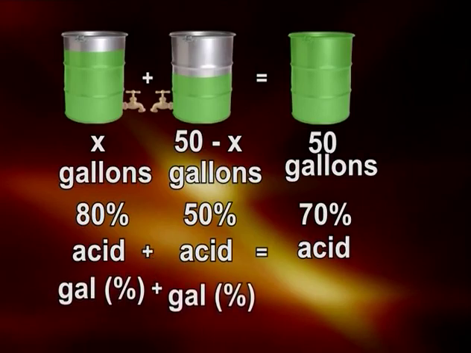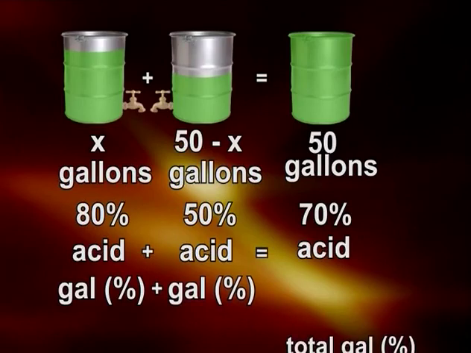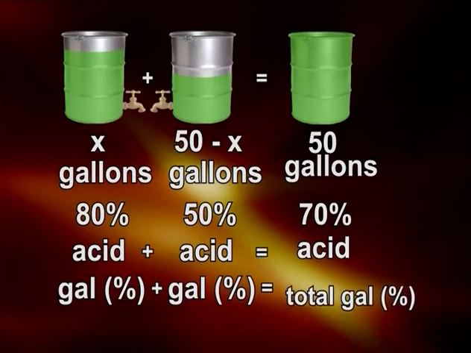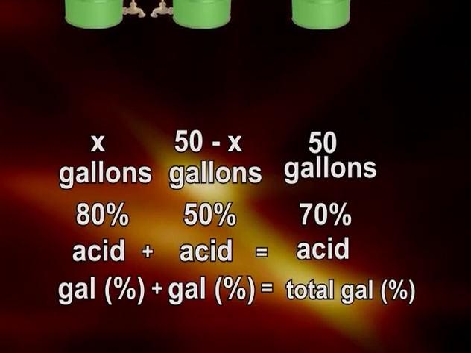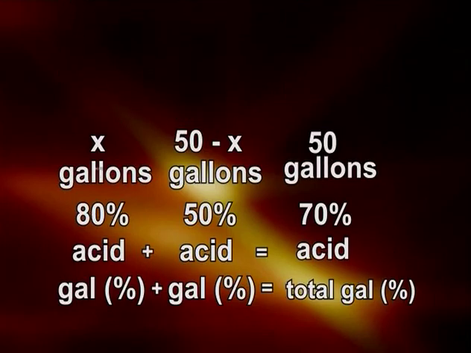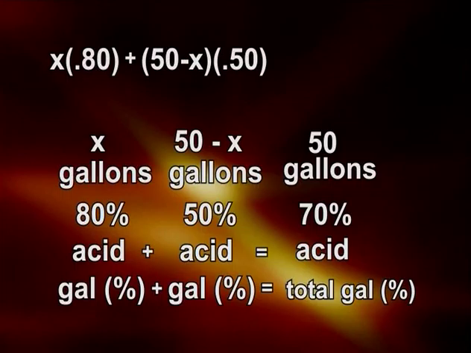Well, in the first container we have X number of gallons. We multiply times 80% or 80 hundredths. In the second container, Y number of gallons is multiplied times 50% or 50 hundredths. And on the right we have 50 gallons and the percent acid is 70, so it's 70 hundredths. Well, this will become equation 2, but it might be worthwhile to go through a step or two to clean it up, make it look a little more sensible.